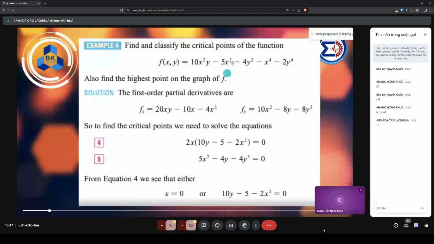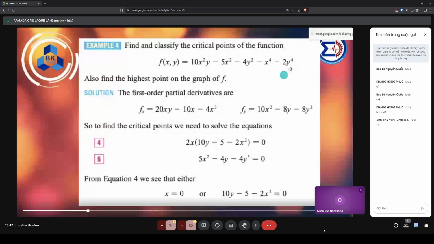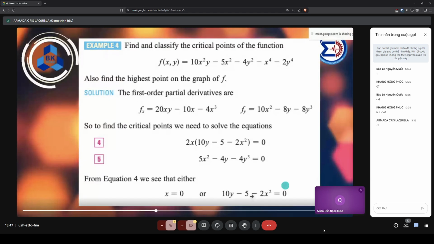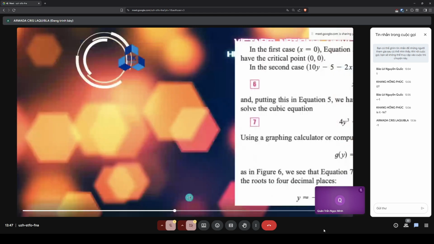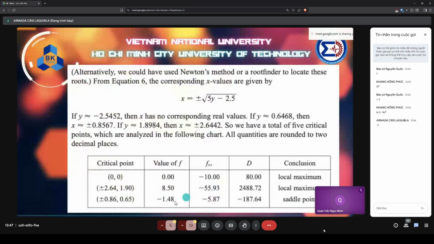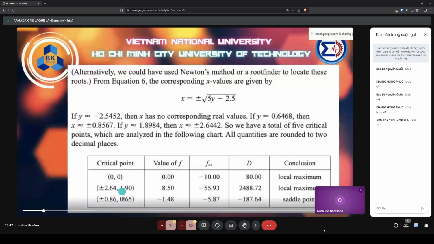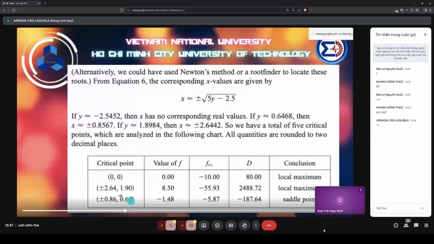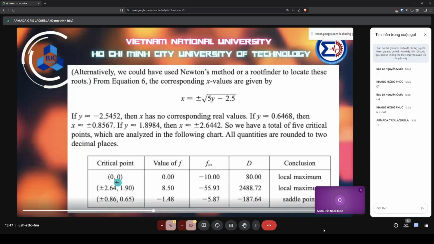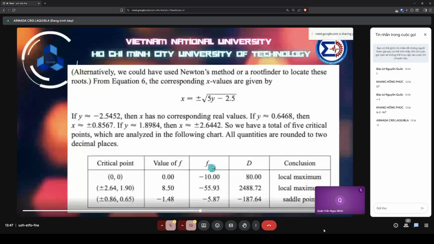So class, if there is an x cube here, an odd number exponent of your x, all you have to do is separate the 4 points here. But since they are all even numbers there, it's fine not to separate the positive and negative points. So it looks like we only have 3 points here, but they are all 5. Now for the fxx, we solve fxx.